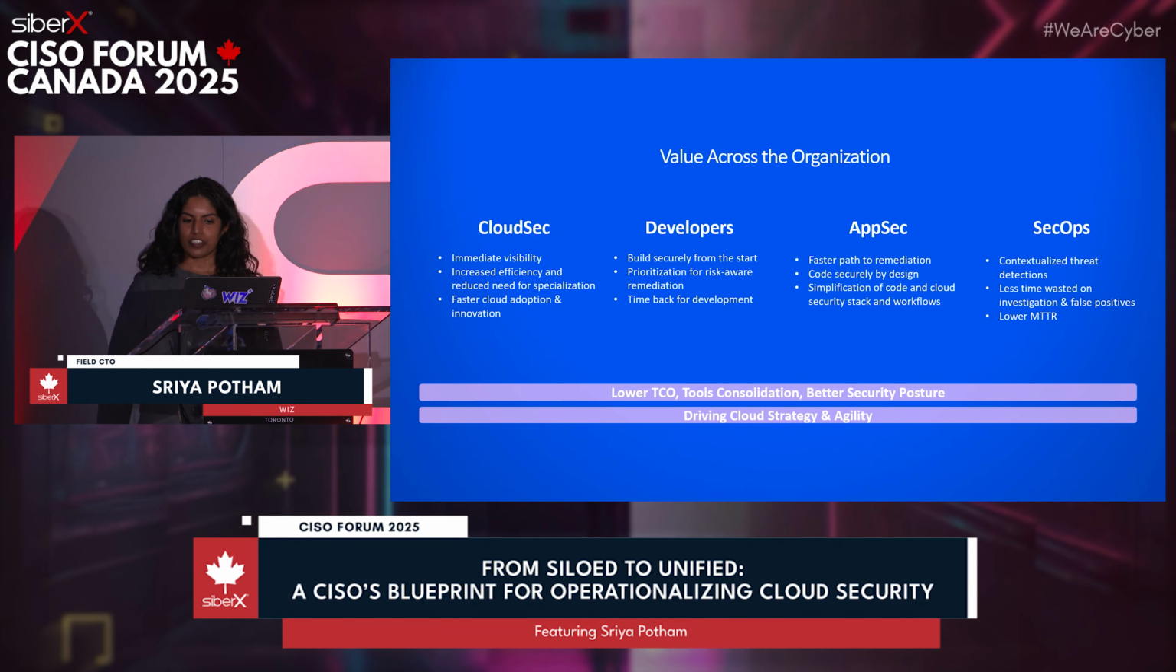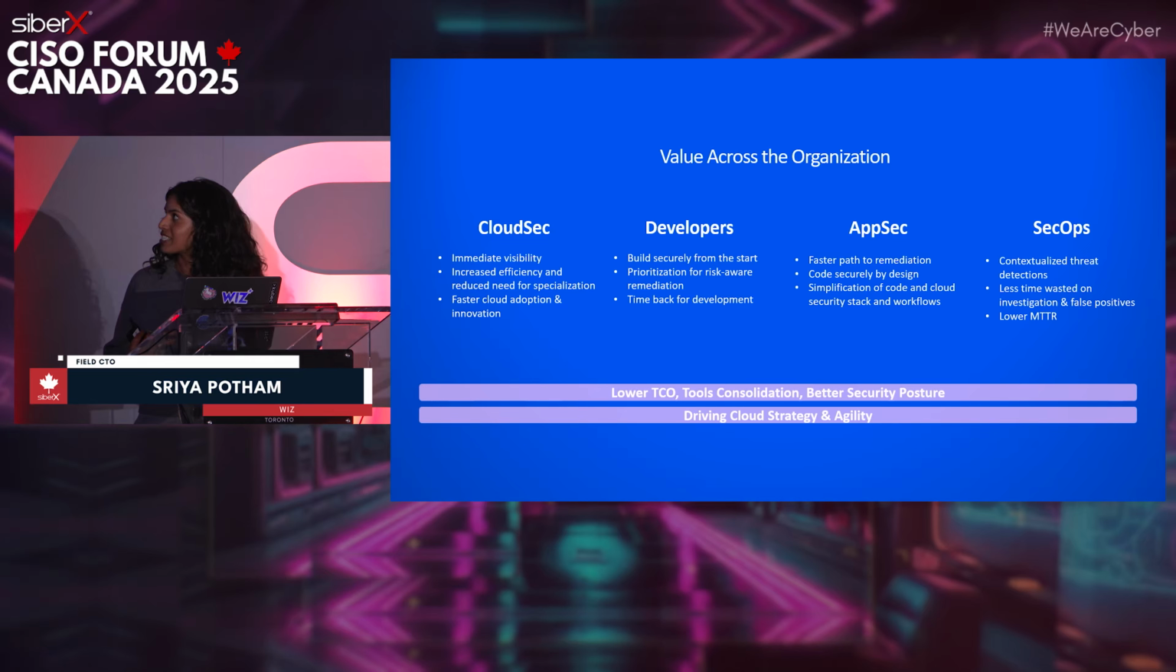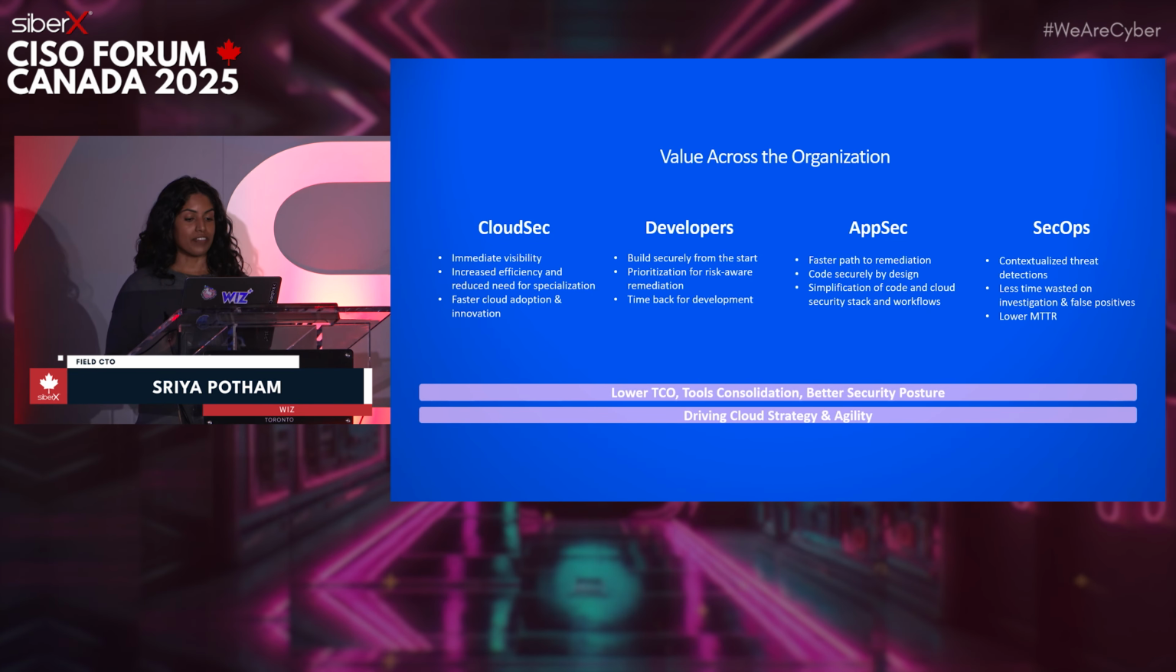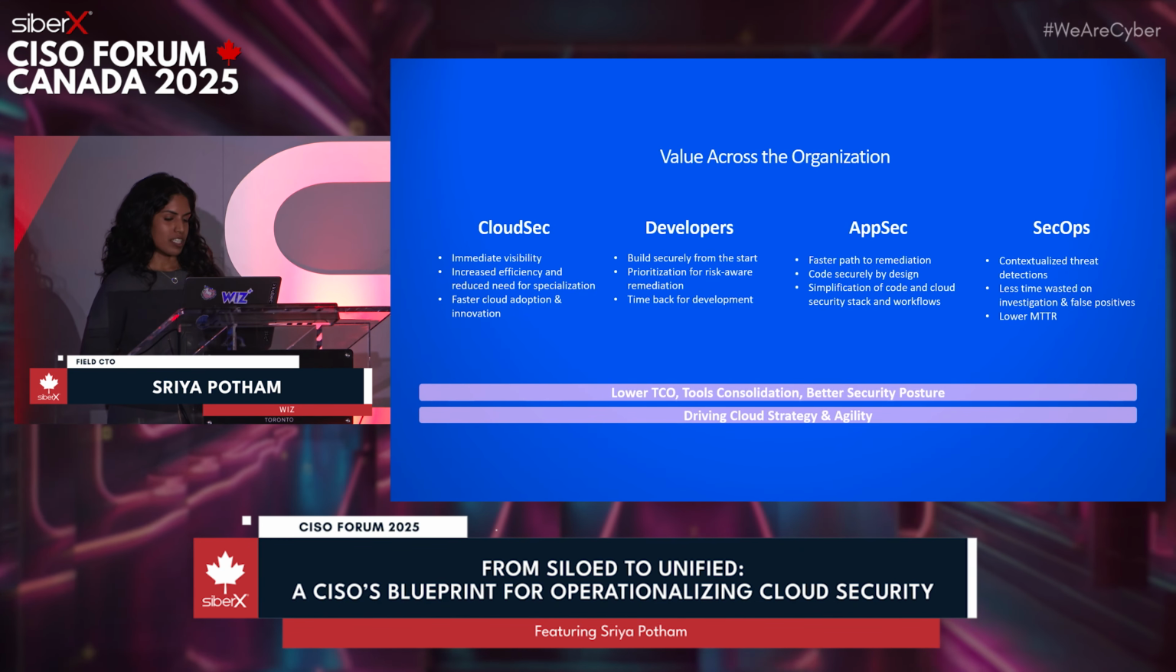Developers can build securely from the start with clear prioritization for risk-aware remediation. This reduces friction, accelerates development cycles, and gives developers time to actually build what they need to build and innovate. AppSec teams benefit from a faster path to remediation, secure by design practices, and simplified workflows that integrate seamlessly into their cloud security stack, improving speed and efficiency. And SecOps teams gain from contextualized threats, fewer false positives, and reducing time spent on investigations and enabling faster, more effective responses, lowering mean time to respond.